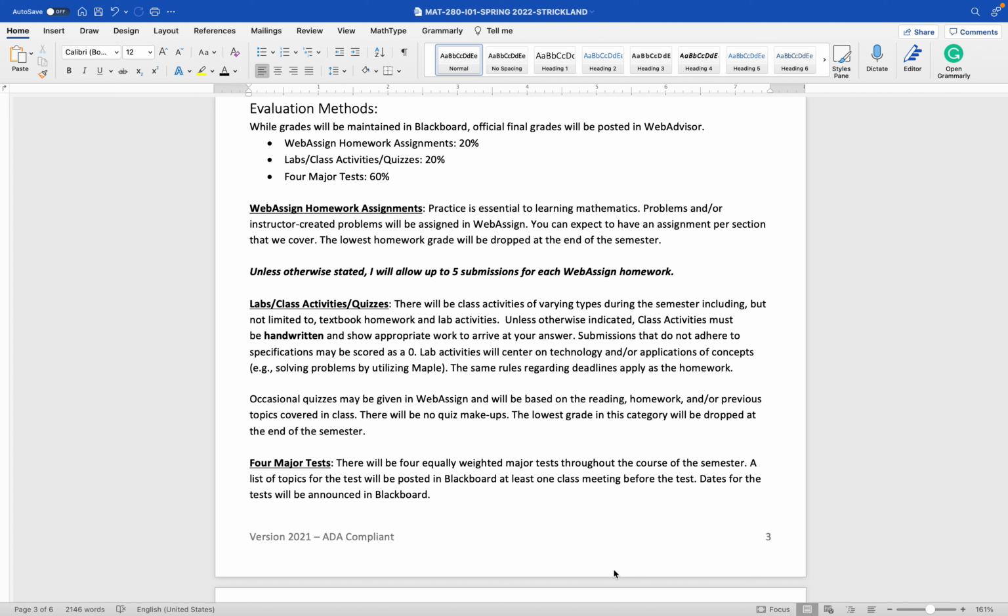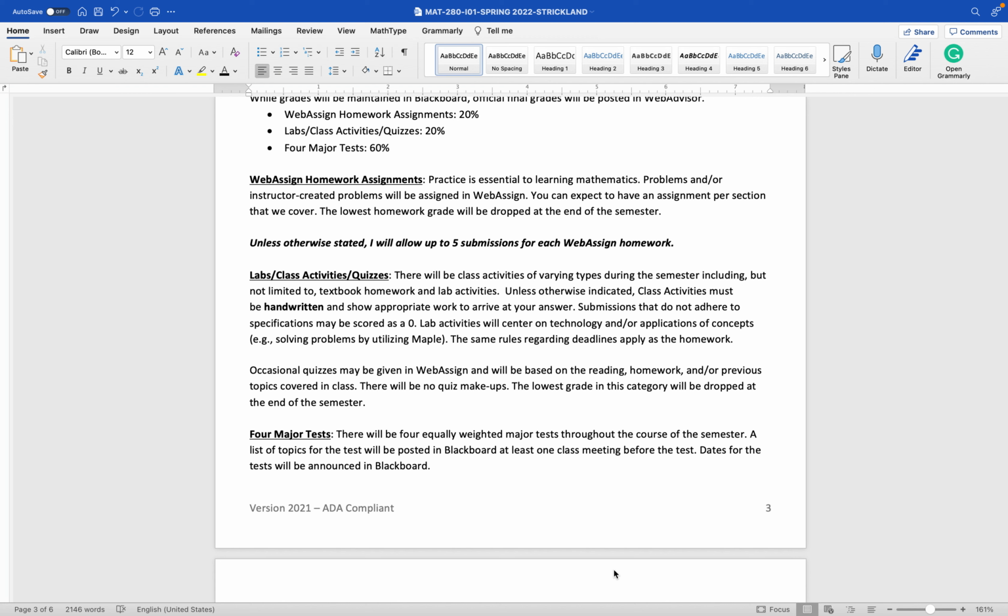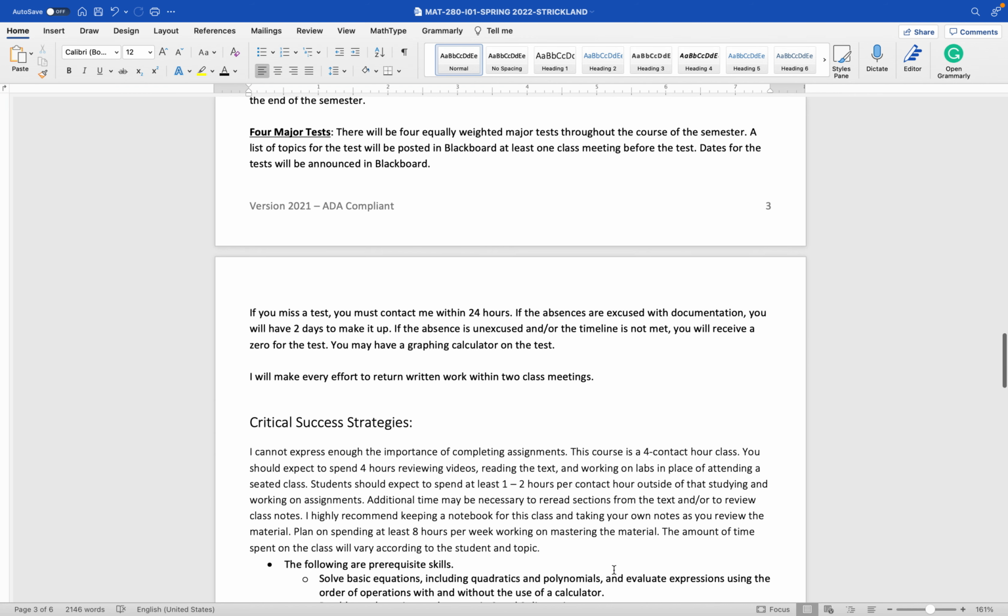And there will be 4 major tests, and they will be equally weighted throughout. A list of topics for the test will be posted in Blackboard at least 1 class meeting before the test. Dates for the test will be announced in Blackboard.